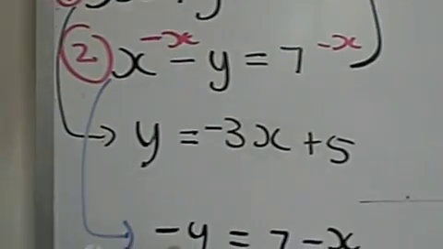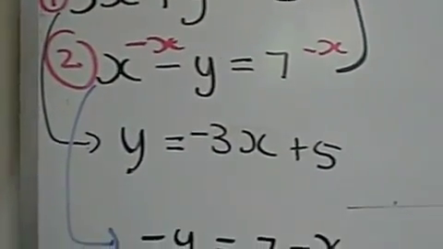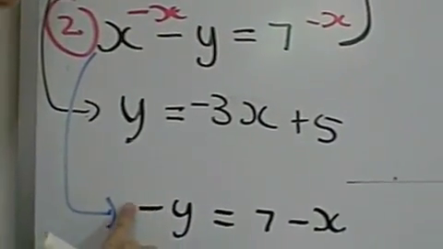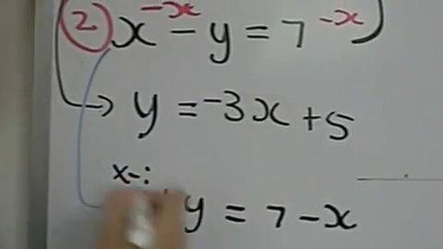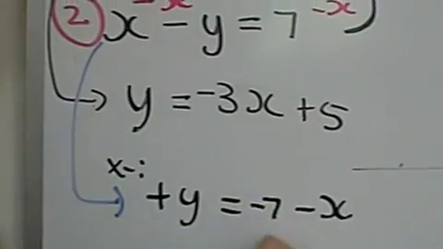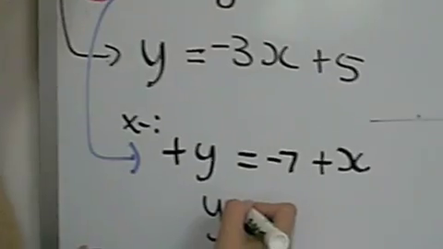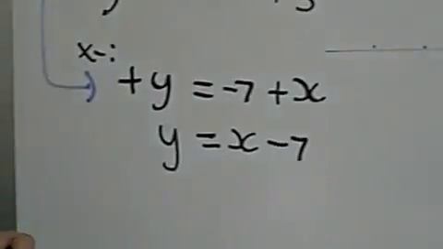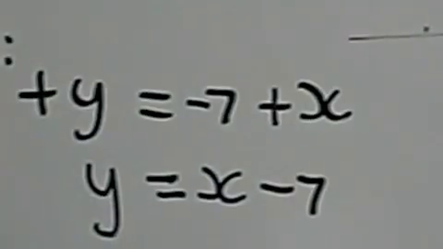Only problem is that my y is now negative, and we know that y should never be negative. So we're going to multiply right through by negative. So this becomes positive, that then becomes negative, and that positive. So let's write it properly. We're going to say y = x - 7. Now this little guy is also ready to be graphed.